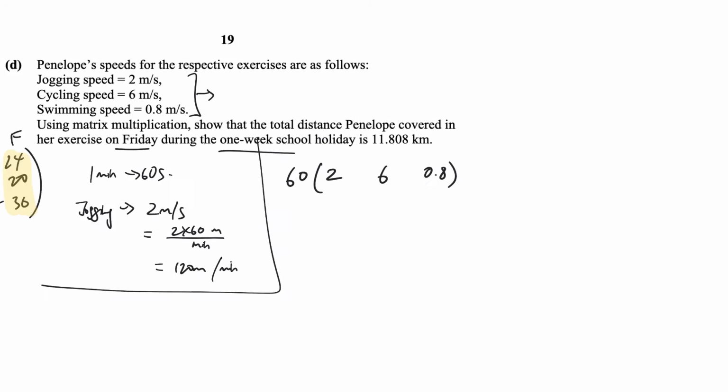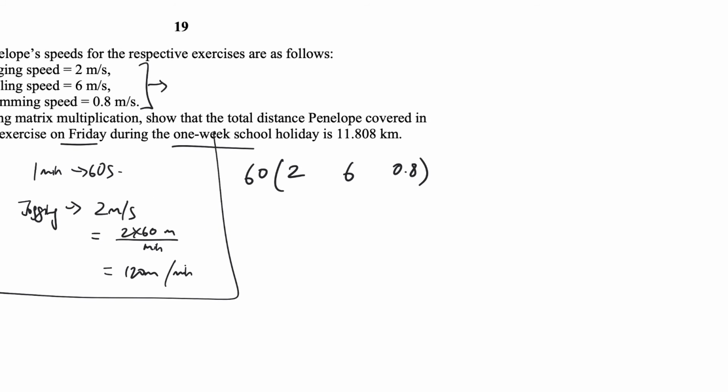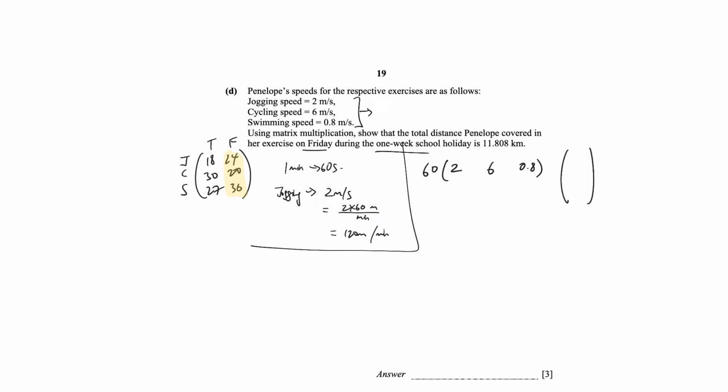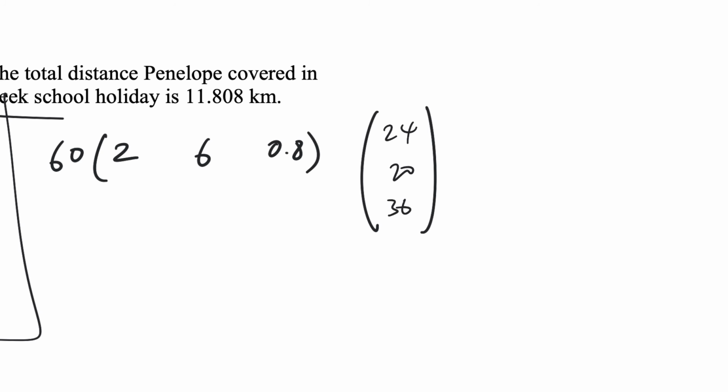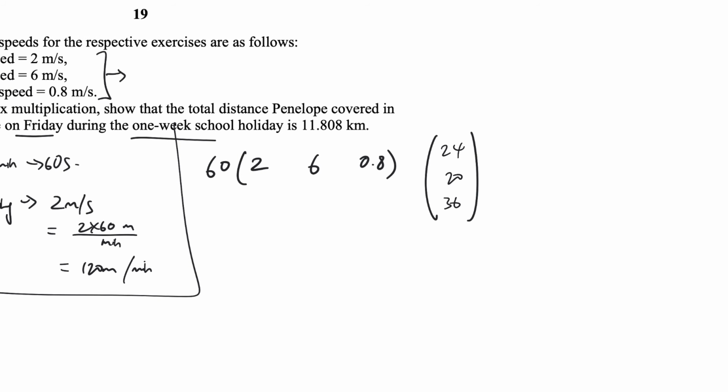And what do we do next? We want to find the total distance, so once you have the speeds per minute, you multiply by some matrix: 24, 20, and 36. How do you know it's like this? Since we had Friday like this, a 3 by 1 matrix, this has to be another matrix that is by 3. And we want our final answer to be a 1 by 1 matrix, just one number, which is the total distance, which must be 11.808. So this should be a 1 by 3 matrix, which makes sense.